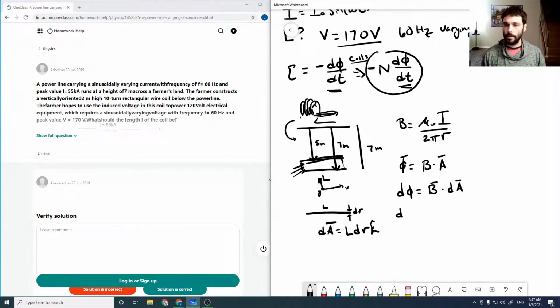And remember that as the current is varying, remember our current is sinusoidally varying. That means that it takes values of plus I naught and minus I naught, so it's going back and forth. So at any time, the B field is going to be into or out of the page. But the point is that our d phi is just going to be our B field times our dA, because they're always going to be aligned. But I am going to use an absolute value here.